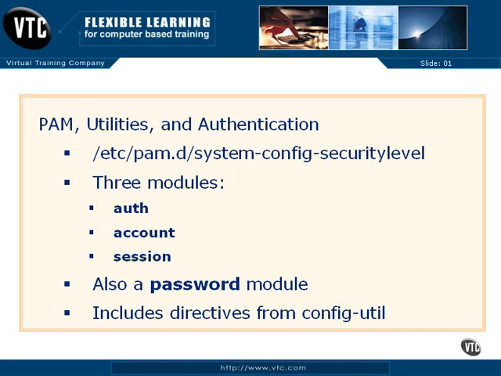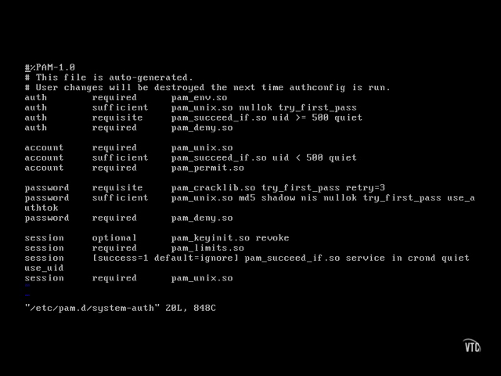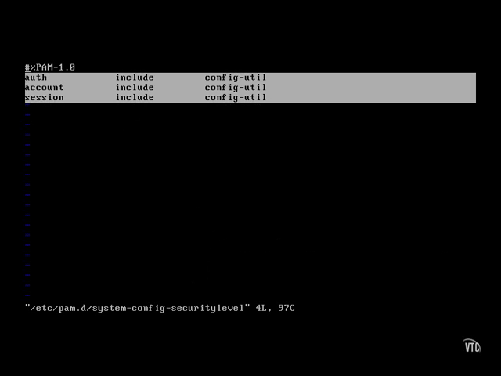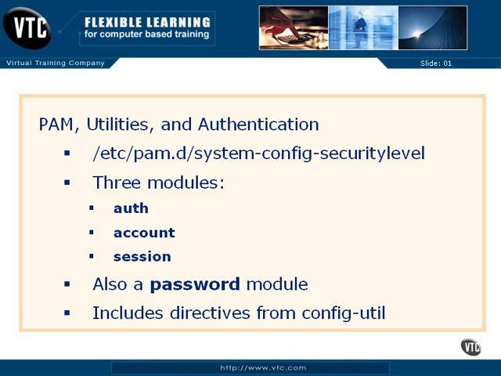In this case, that file is /etc/pam.d/system-config-securitylevel. It's a real simple looking file. It includes 3 directives, or 3 modules, and the modules we discussed in more detail in another video.